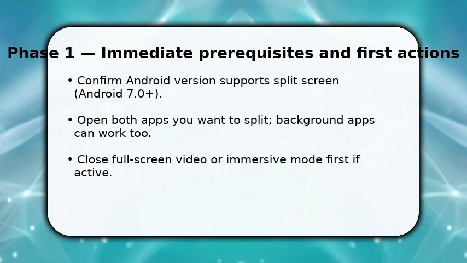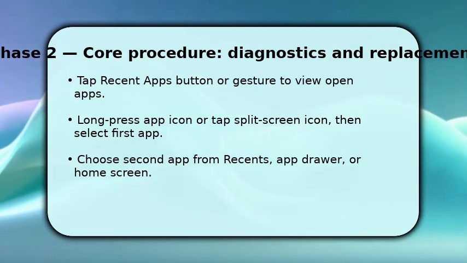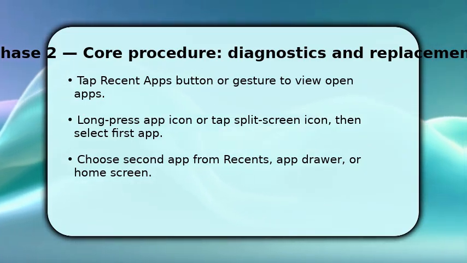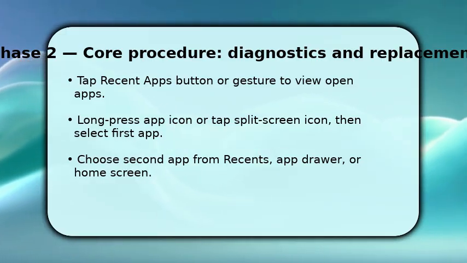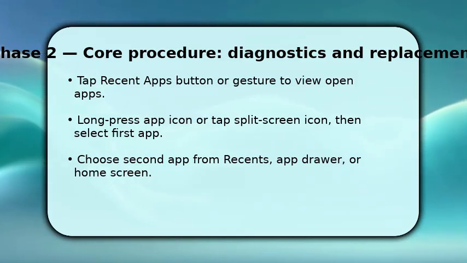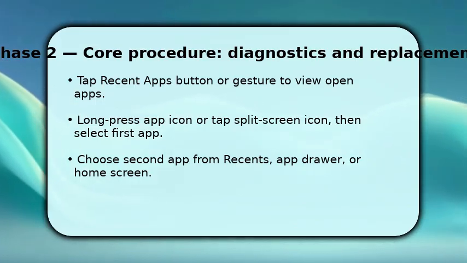You access split screen via recent apps, tap the recent button or use the gesture. Once you see the app cards, long press the top app's icon or use the split screen icon. That pins it to the top or left. Now select the second app from Recents, App Drawer, or Home Screen to occupy the other half. The system divides the screen immediately. You can drag the divider to resize.